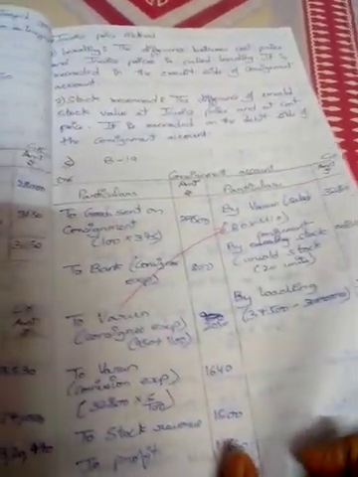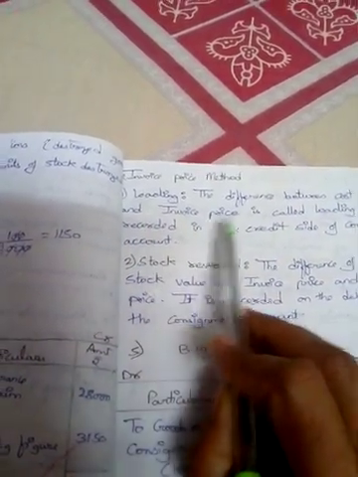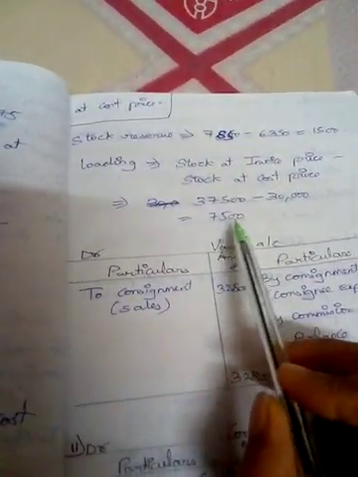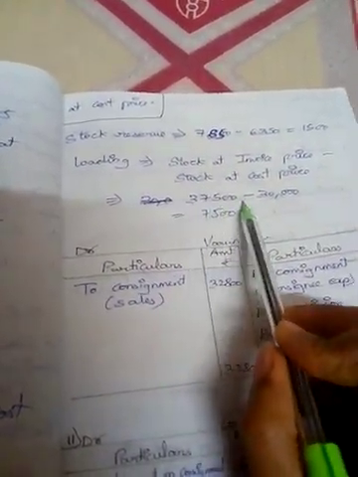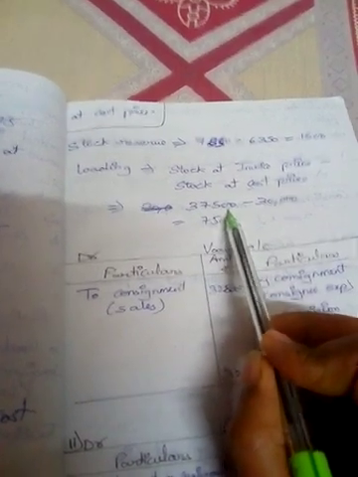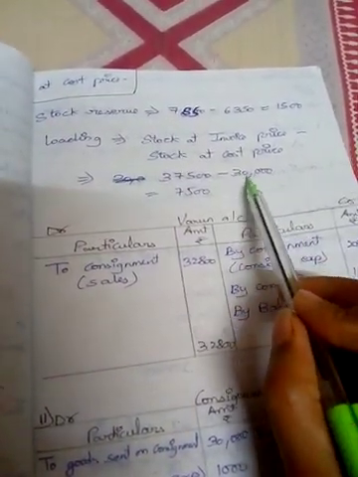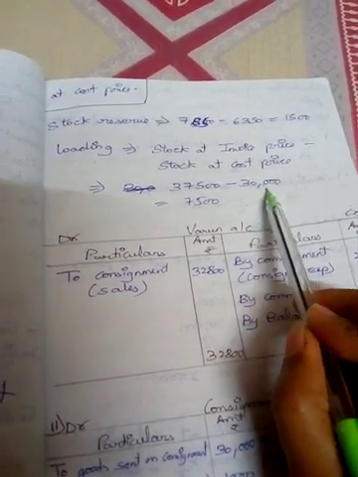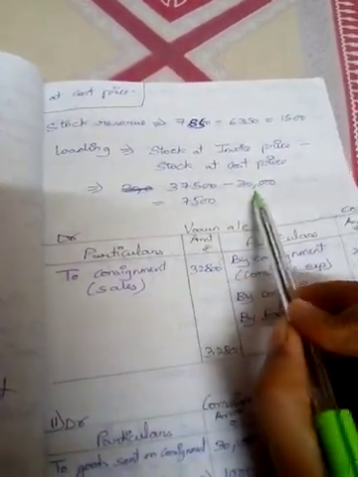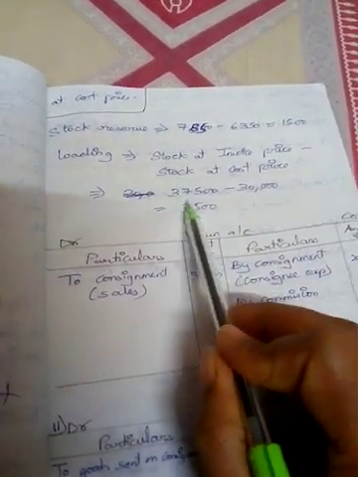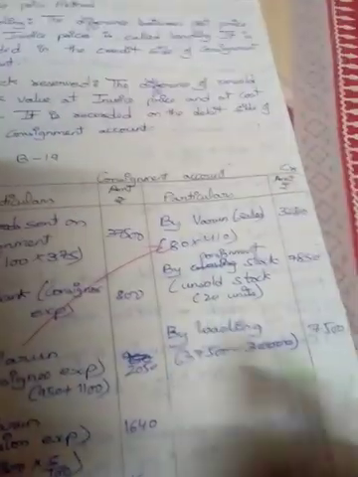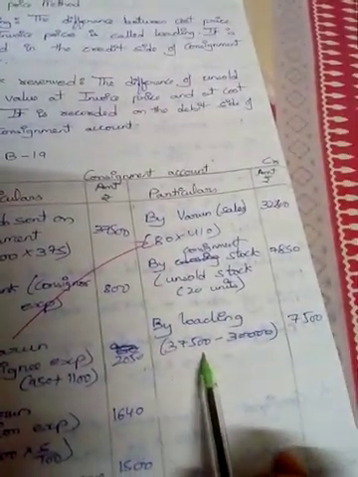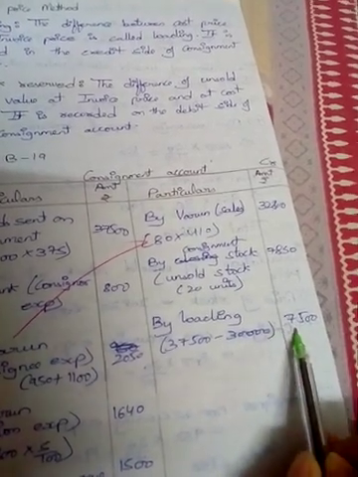And the next calculation is loading. Loading is the difference between the cost price and the invoice price of the goods sent on consignment. At invoice price, the total value is 37,500, and the total value of goods at cost price is 30,000. It is 100 into 375 and this is 100 into 300. The difference is 7,500. So we will record on the credit side of your consignment account loading, 37,500 minus 30,000, it will come to 7,500.